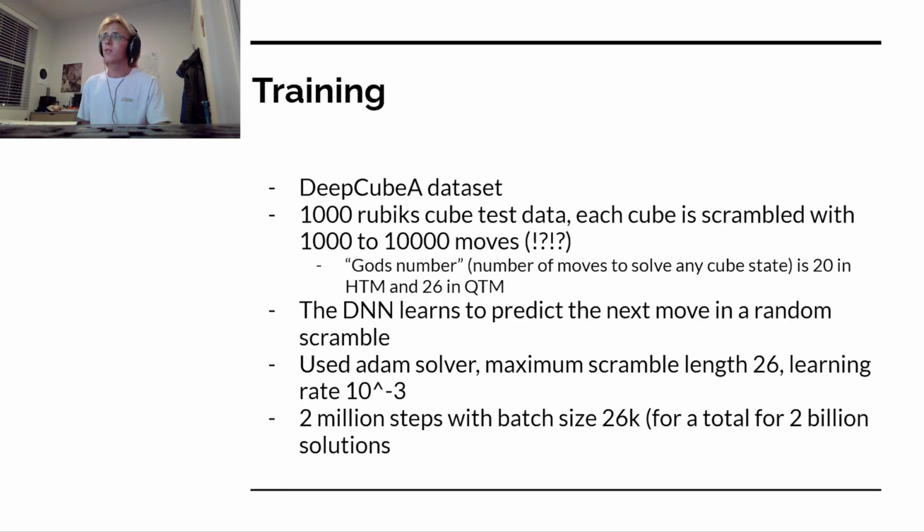So the neural network was trained to predict the next move in a random scramble. It used an Adam optimizer with the maximum scramble length of 26 and the learning rate of 10 to the negative 3. So it had 2 million steps in each training with batch size of 26,000 for a total of 2 billion solutions, which sounds like a lot, but when compared to the solved tree, isn't a whole lot.